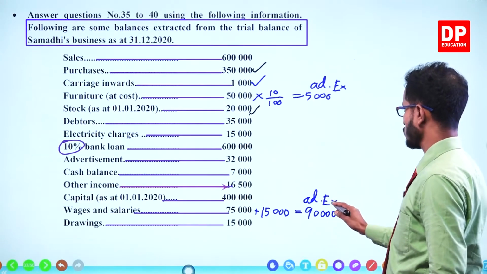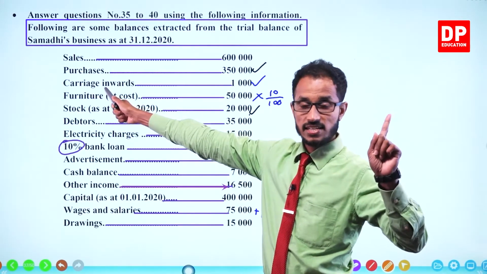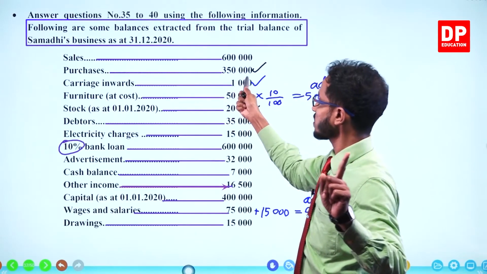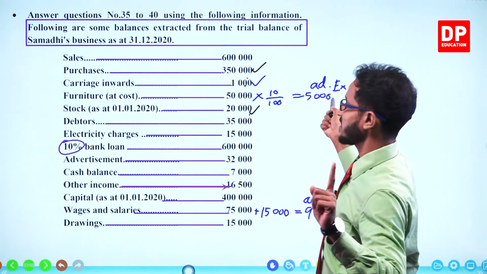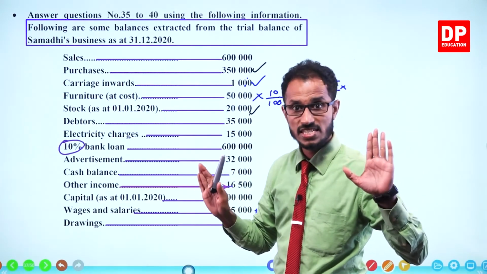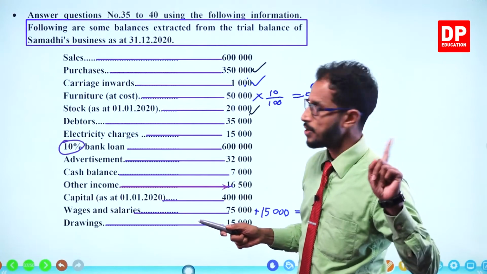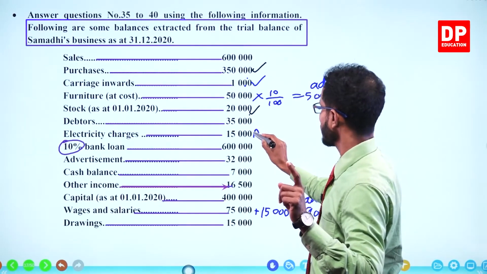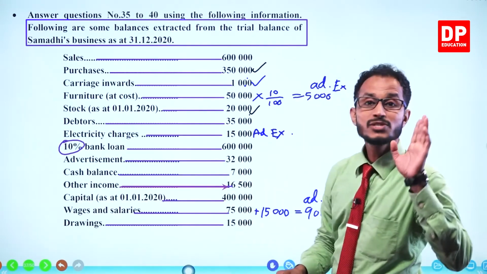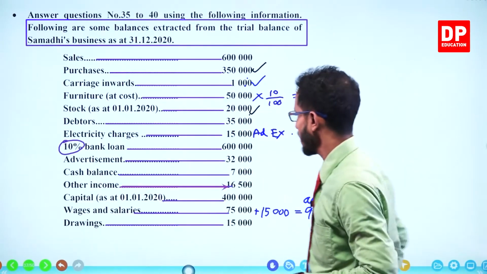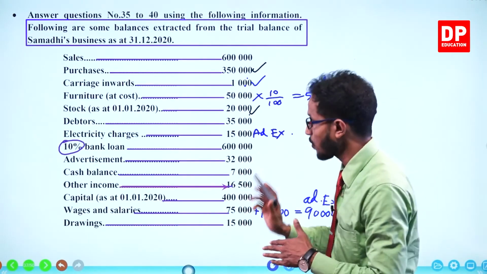What other admin expenses do we have? Sales? No, we have already taken sales to find the gross profit. Purchases? We have already taken purchases. Carriage inwards? Already taken. Furniture? We took the depreciation, not furniture, okay? Stock? Already taken. Debtors? No. Electricity charges? This is an expense. This is admin expense. Bank loan interest should be taken. That's why I circled it here. But let's calculate it later, not now.